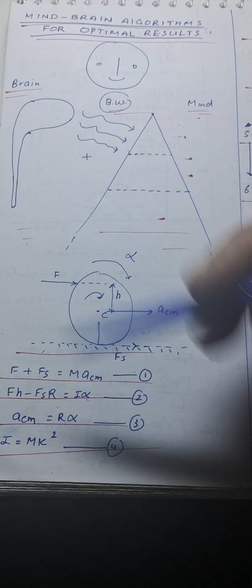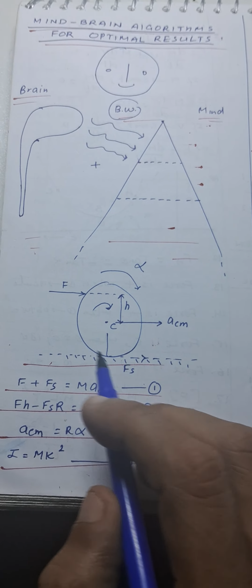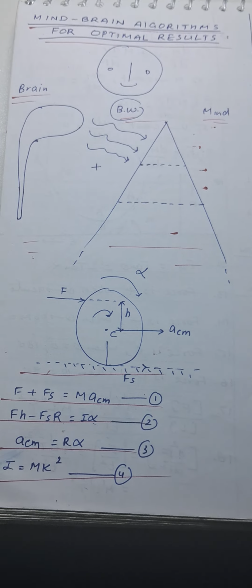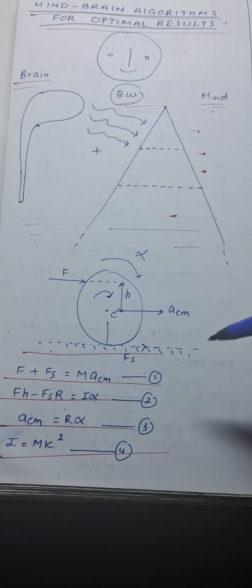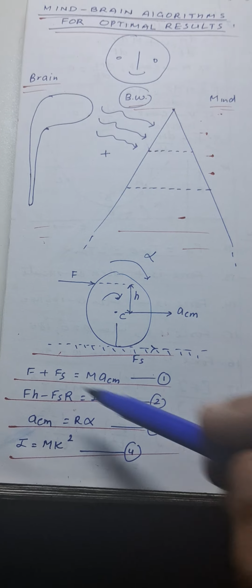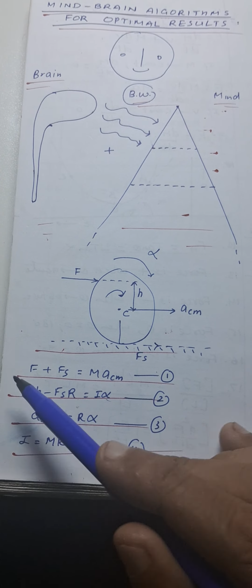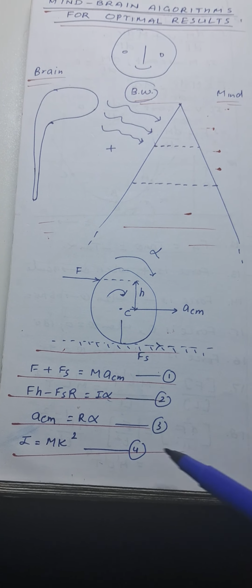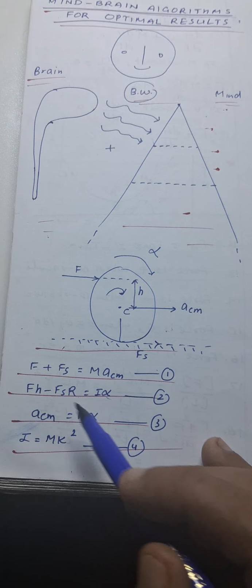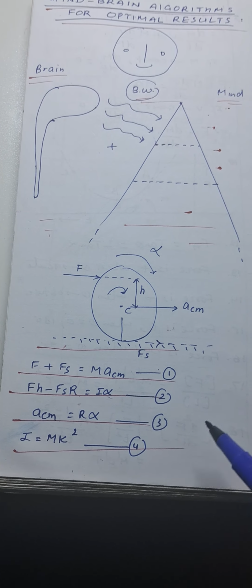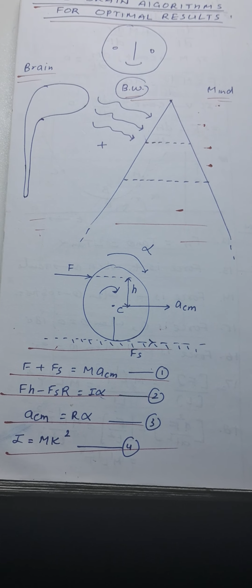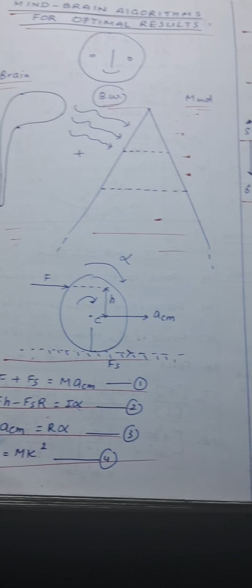Suppose a body is being given a force F and there is a friction Fs, and it starts moving with angular acceleration alpha and linear acceleration ACM. We need to find the relation between ACM and Fs. Using the translatory equation of motion, net force is mass into acceleration of the center of mass. Using the torque equation about the center, we get this. Then the condition for pure rolling, ACM is R alpha, and the fourth condition, I is equal to mk square, which relates the radius of gyration and the moment of inertia of any rigid body.